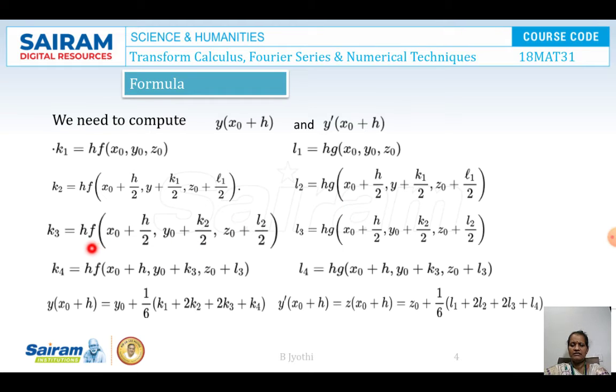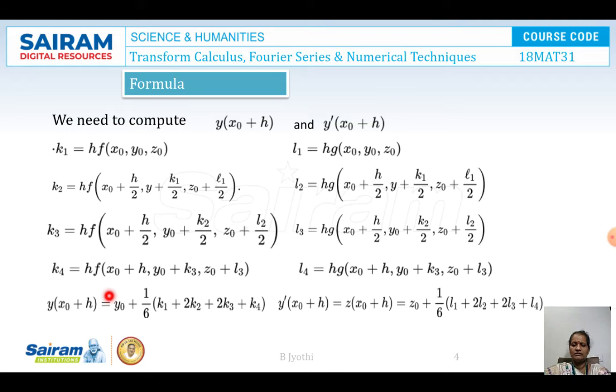Similarly, K3 is given by h into f of x naught plus h by 2, y naught plus k2 by 2 and z naught plus L2 by 2, and L3 is given by h into g of x naught plus h by 2, y naught plus k2 by 2 and z naught plus L2 by 2. The last value, that is K4, is given by h into f of x naught plus h, y naught plus k3, z naught plus L3, and L4 is given by h into g of x naught plus h, y naught plus k3 and z naught plus L3.